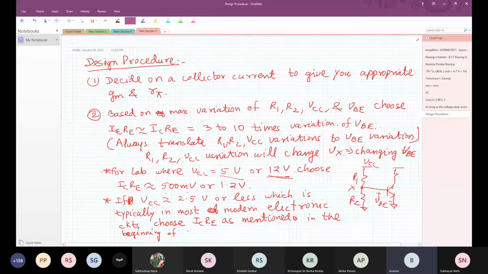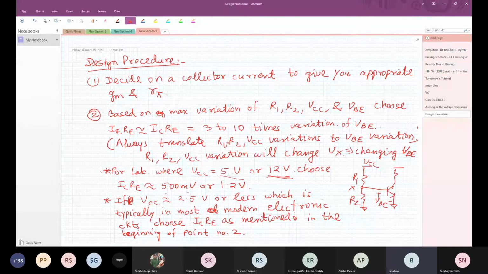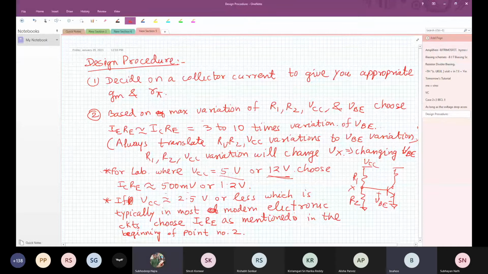Is whatever I have written clear to everyone? Subhadeep, Subhayan, Harika, please tell me if there is any question, I will appropriately correct it. Is that clear? Yes, sir. Okay.